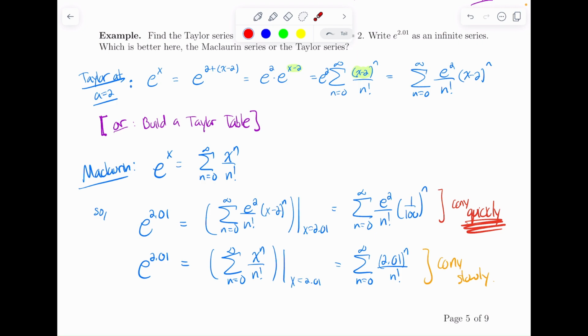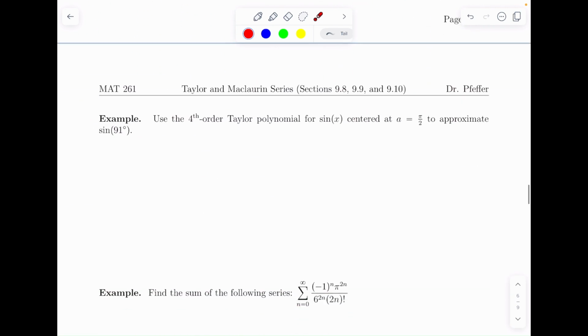Okay, at this juncture, let's continue our journey and look at just a handful of additional examples. At this point, we're mostly just interested in what we can use Taylor series to do. What are its use cases? For example, here I want to use a 4th order Taylor polynomial, so I'm going to go up to degree 4 for sine of x. But I want to approximate sine of 91 degrees, so I'm going to actively choose a Taylor series centered at 90 because it's close to the value I'm trying to approximate.